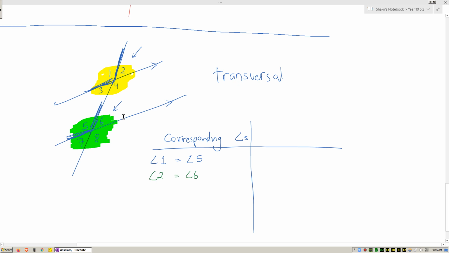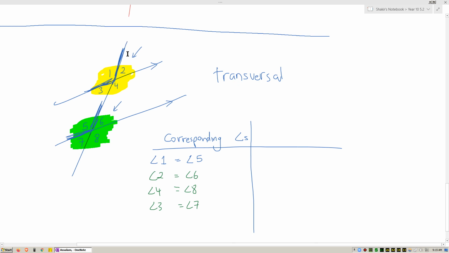The idea is the yellow bunch of angles and the green bunch of angles, like the yellow intersection, the green intersection, they are identical. And so angle 2 and angle 6 are the same. Angle 4 and angle 8 are the same. And angle 3 and angle 7. And so as you can see, there are 4 equal angles, 4 angles which are corresponding.